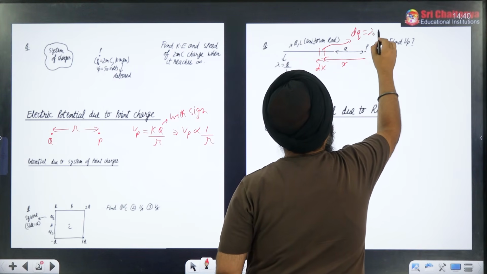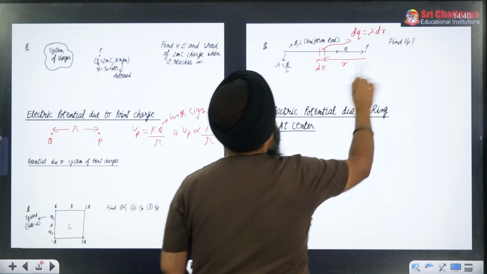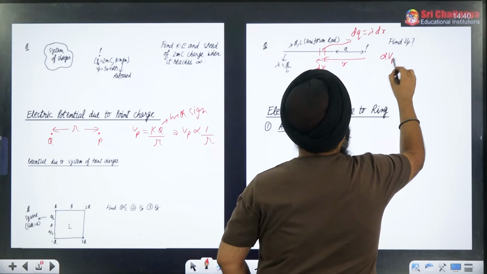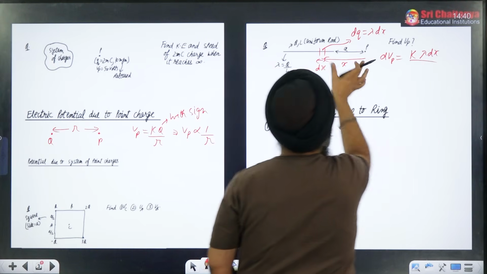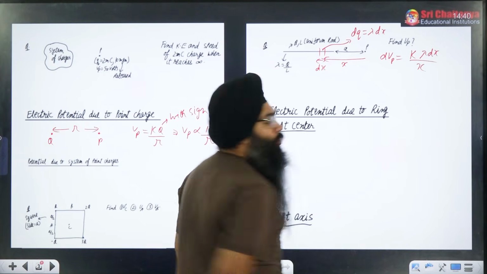So dq will be lambda dx, and due to this dq charge you will find the small potential at point P, that will be k dq, which is lambda dx divided by the distance x. This is basically the small potential.